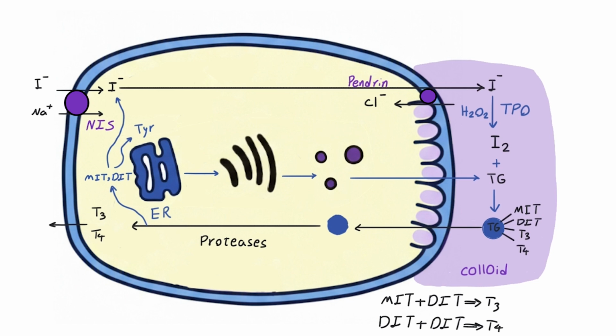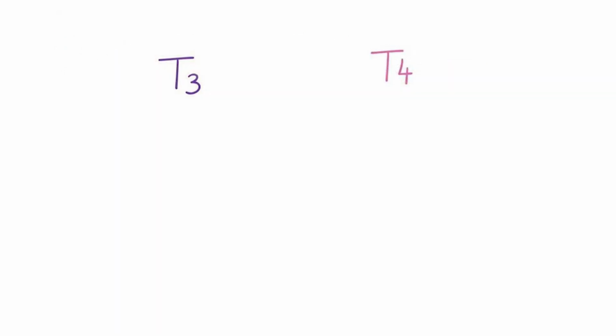A question that might come to mind here is why we have two thyroid hormones, even though their overall functions are almost the same. The reality is that despite their similar functions, there are important differences between T3 and T4. The hormone T3 is biologically more active and can produce stronger and faster metabolic effects compared to T4.